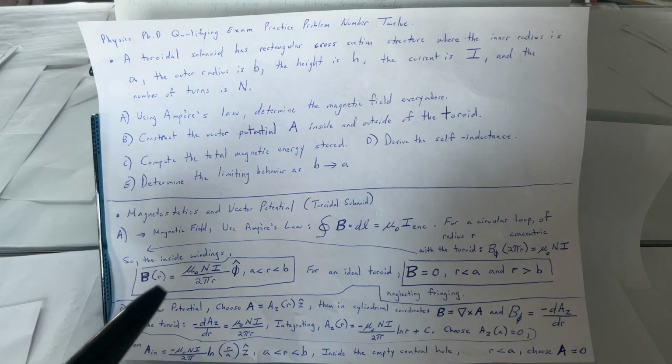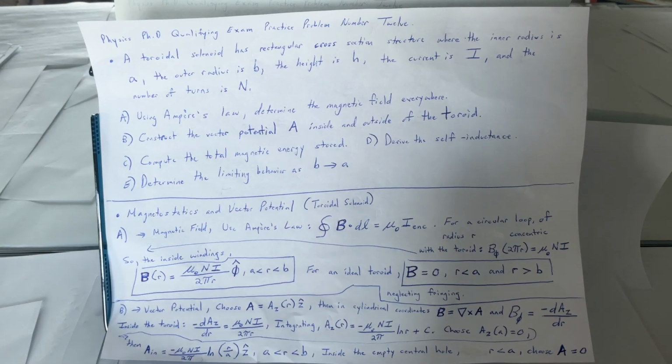So inside here, B of r equals mu naught NI over 2 pi r phi hat, for A is less than r is less than B. And for an ideal toroid, our B is equal to 0, r is less than A, and r is greater than B, neglecting fringing.